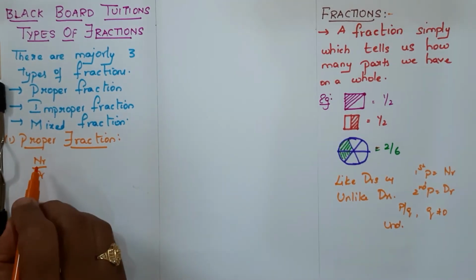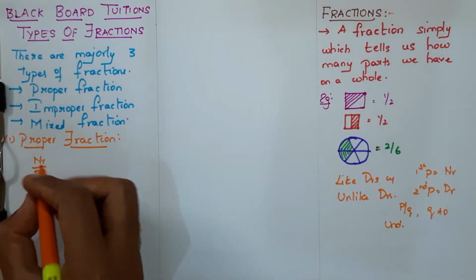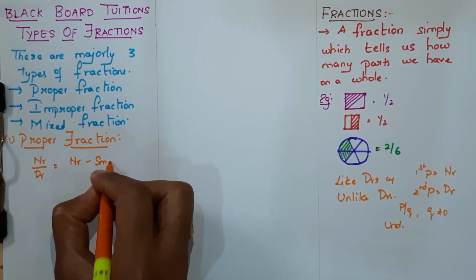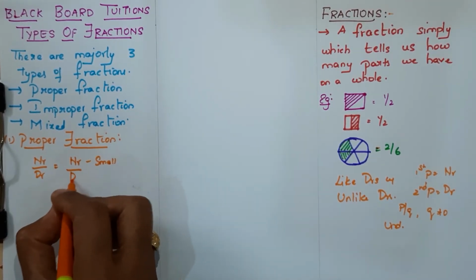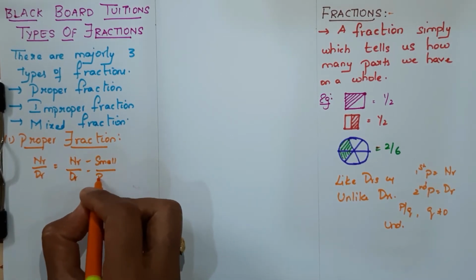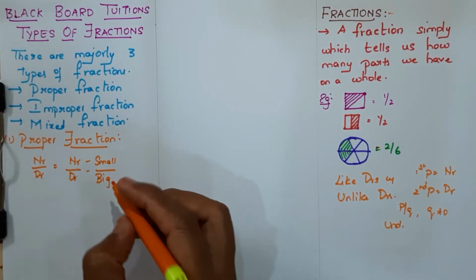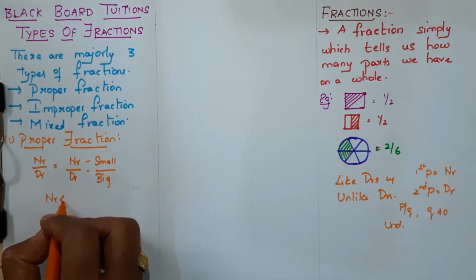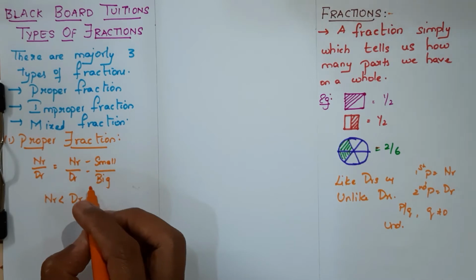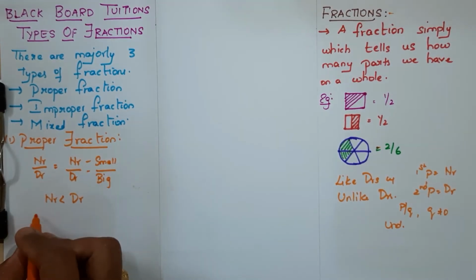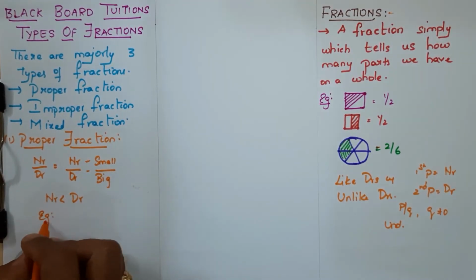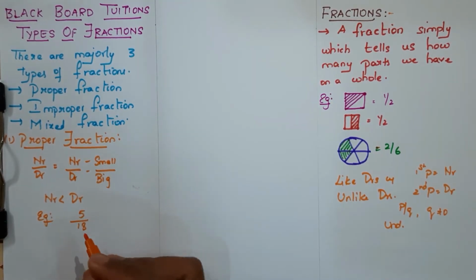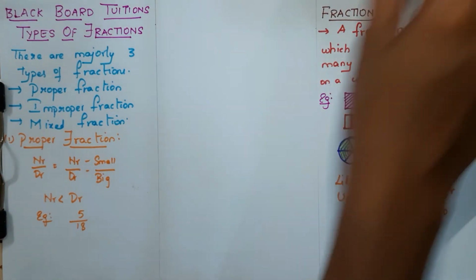Clear? Now if we consider the numerator and denominator, here the numerator should be small and the denominator should be big. This is how we denote a proper fraction. It is nothing but numerator less than denominator. This is called a proper fraction. We can give an example of 5 by 18.